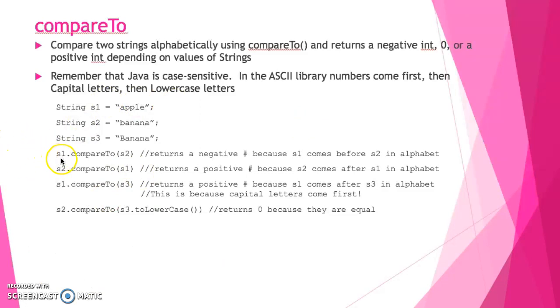If the calling object, the one before the dot, comes first, meaning comes earlier in the alphabet, then it will return a negative number. And this is because it subtracts these characters from these characters. If the two values are equal, it will return 0, and if the first value comes later, it will return a positive number.